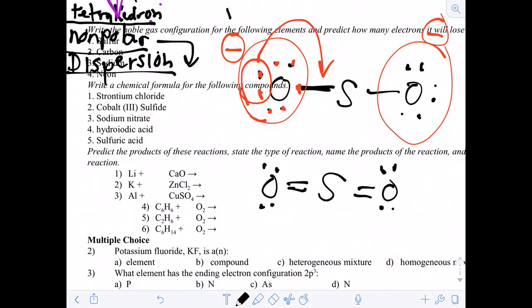What's the formal charge on those oxygens now? How many electrons do they own? 6. And here, let me count them up for you. 1, 2, 3, 4, 5, and 6. They own 6, so that's neutral. So no formal charge. Does sulfur now obey the octet rule? Yes, it does.